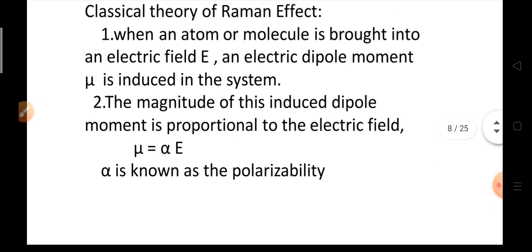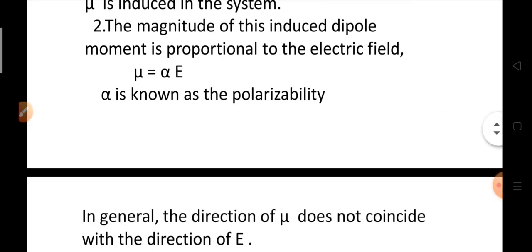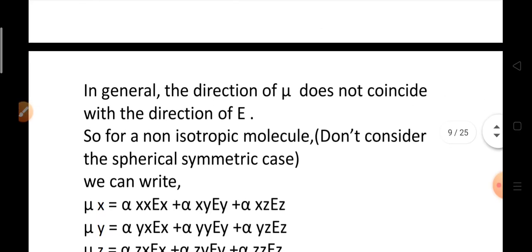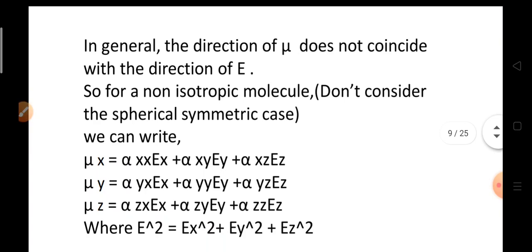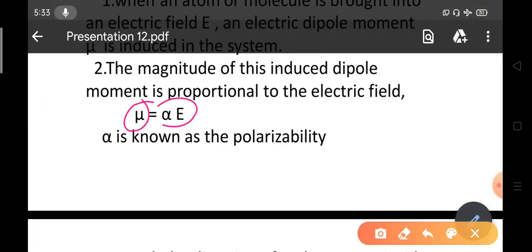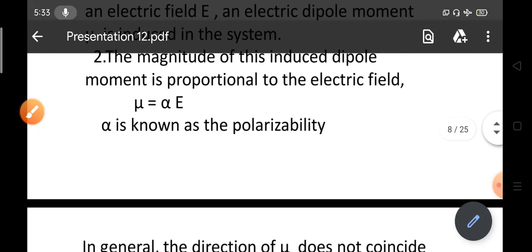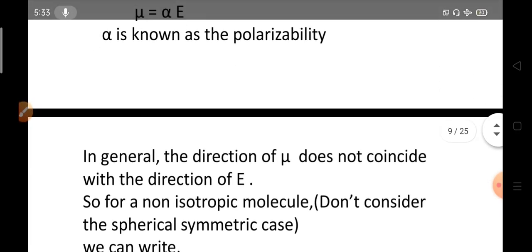If you don't understand what polarizability is and how the dipole moments are changing, I request you to watch that video, the physics of dielectrics, which I have described here in detail. Okay, so what will happen when there is a mu, that is alpha into E, where alpha is the polarizability and mu is the induced dipole.